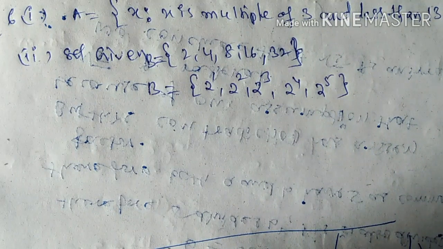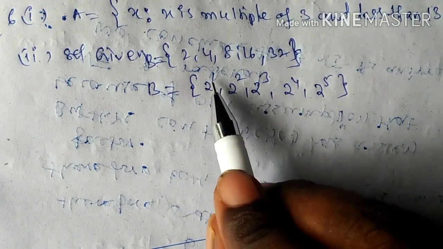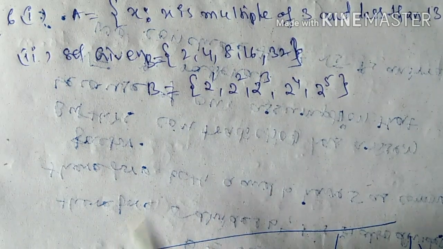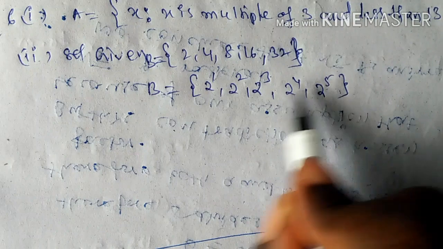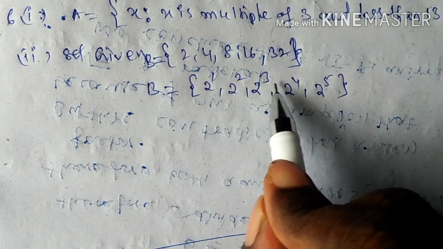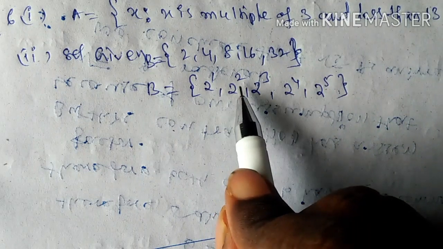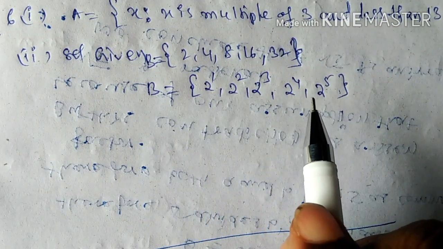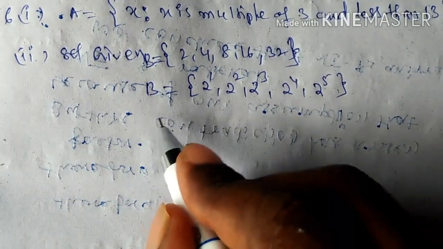So the powers are increased from 1 to 5. The powers are varied. 2 is a common base in all the numbers, but the exponent is changed from 1 to 5. This is the main difference. This is the natural. So how can I differentiate this?